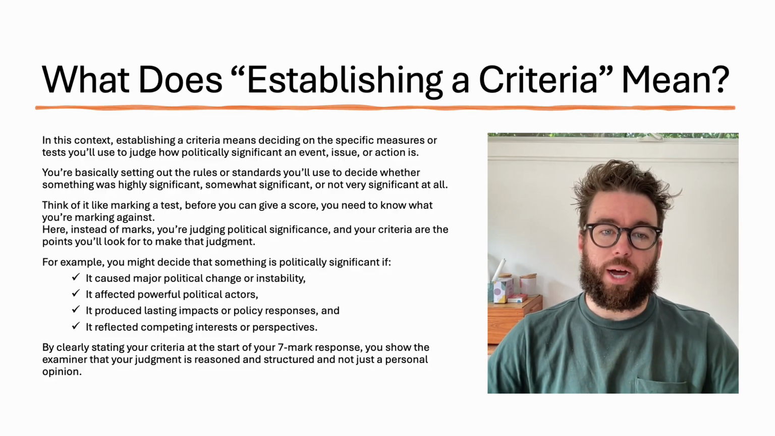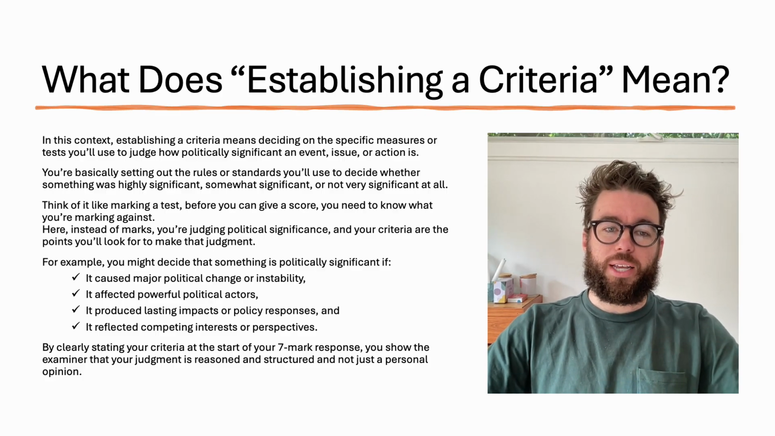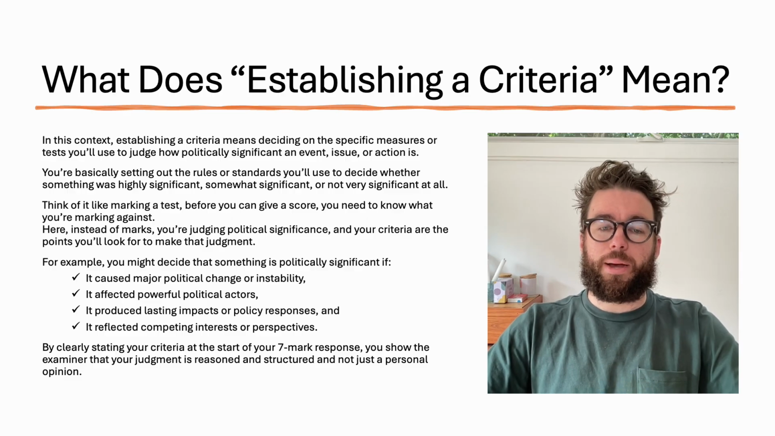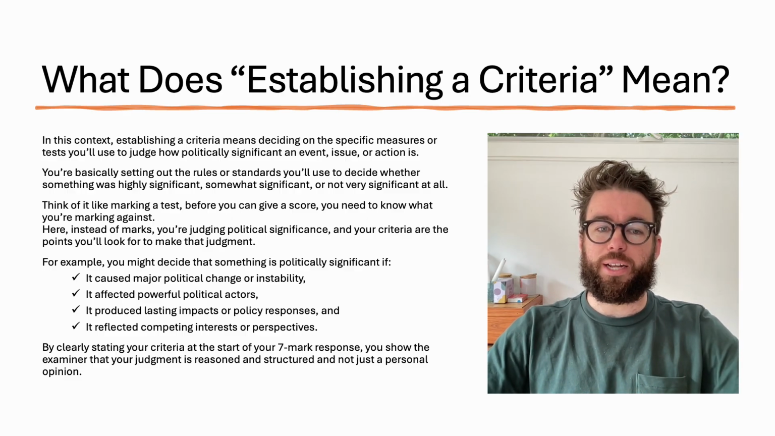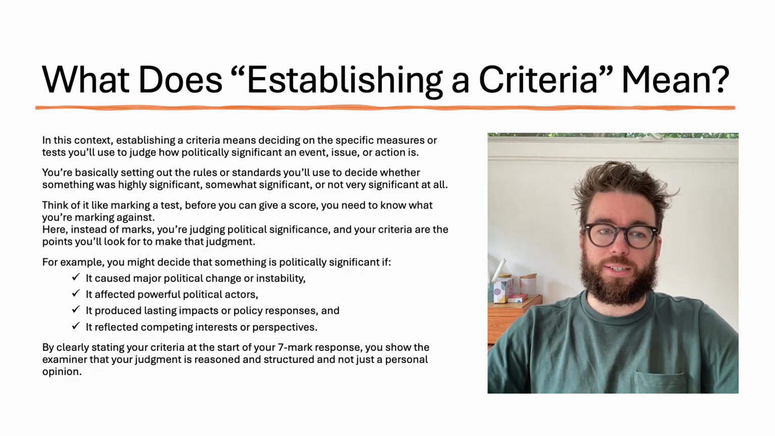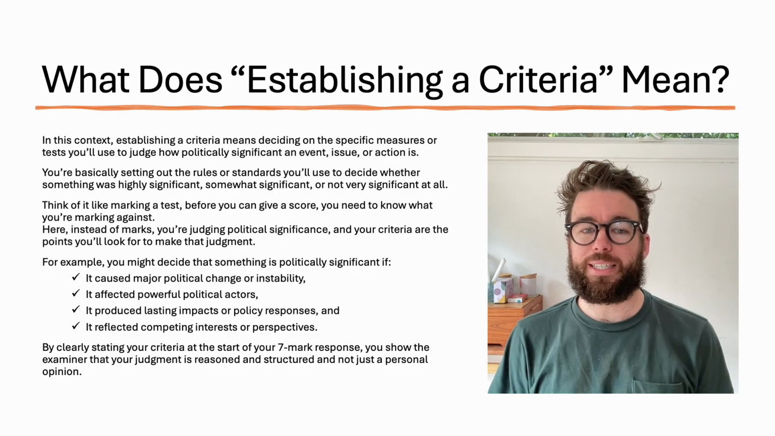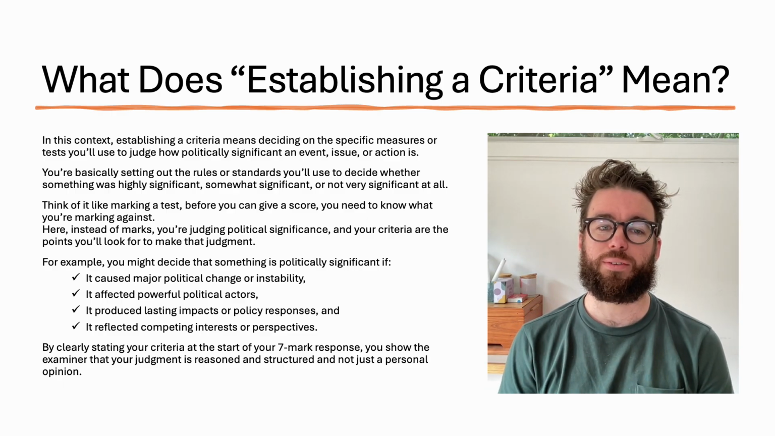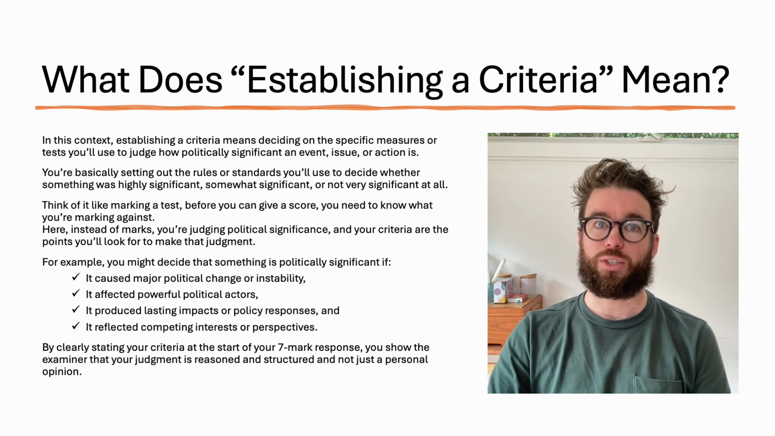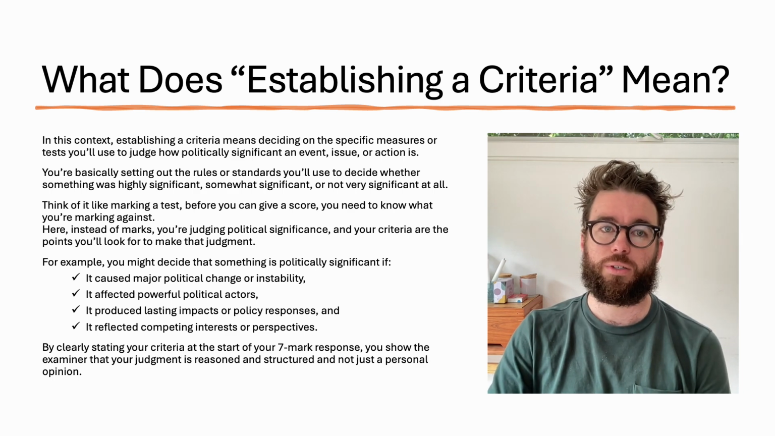For example, you might decide that something is politically significant if it caused major political change or instability, it affected powerful political actors, it produced lasting impacts or policy responses, or it reflected competing interests or perspectives. So you need to choose a criteria like this, and we'll get into some in more detail.